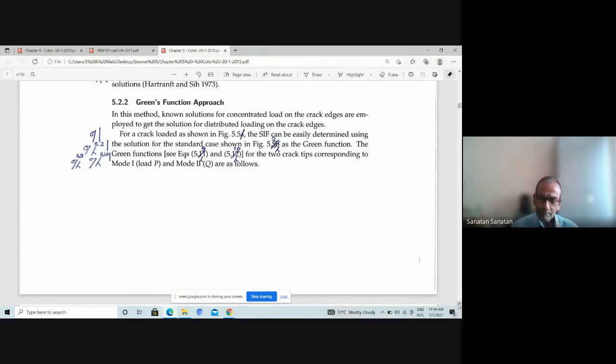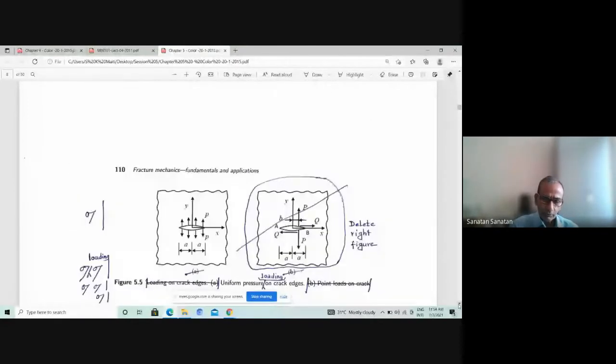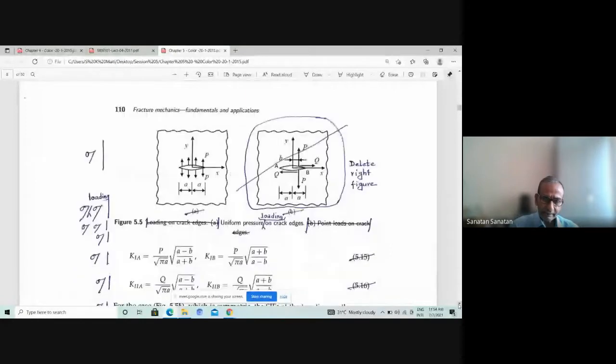That means you superpose. You know the expression for a stress intensity factor for a single point load, and if you have an infinite number of loads on the boundary, then you simply superpose the stress intensity factor for each point using Green's function. So from the solution for point load, you can get the solution for distributed load. This is an example which is shown there.